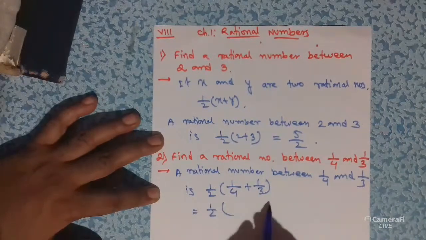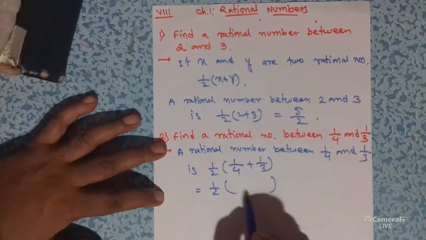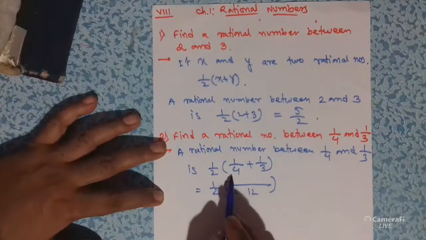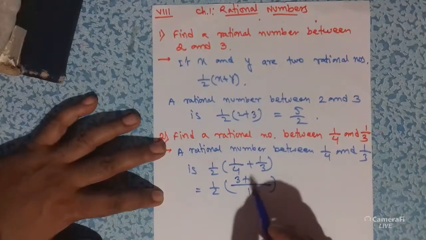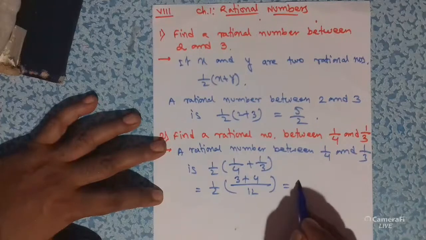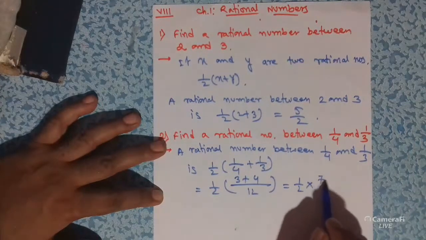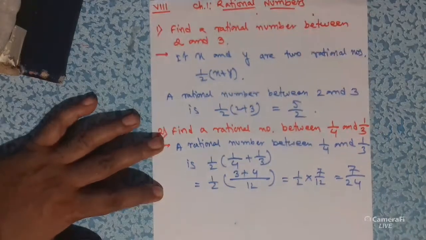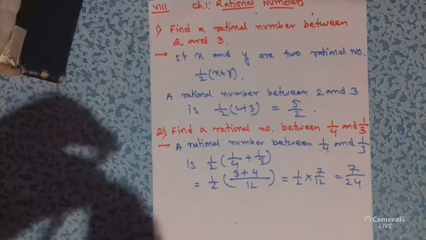So it is equal to half of, now take the LCM of the denominators. The LCM of 4 and 3 is 12. So 12 divided by 4 is 3 and 3 multiplied by 1 is 3. Similarly, 12 divided by 3 is 4 and 4 multiplied by 1 is 4. So it is equal to half of 7 by 12, which is 7 by 24. That is the correct answer. Well done students, you have sent the correct answer.